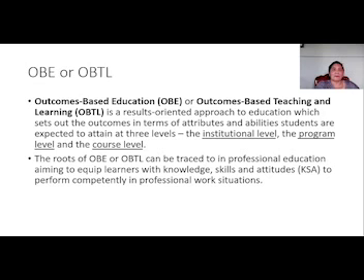I'll repeat: outcomes in terms of attributes or characteristics and abilities students are expected to attain at these levels. So we need to understand what are these attributes and abilities students are expected to attain at the institutional level, the program level, and the course level. Let's try to learn more about OBE or OBTL.